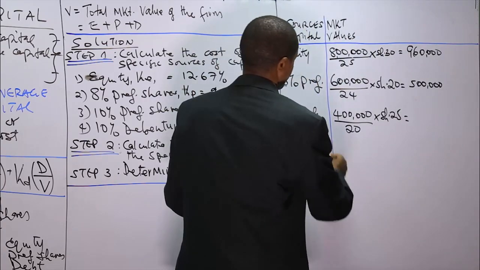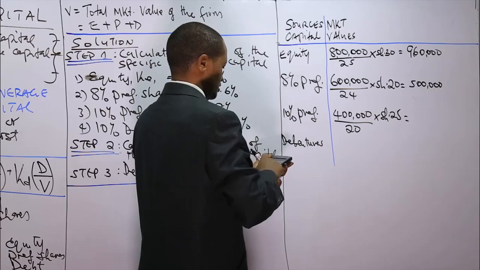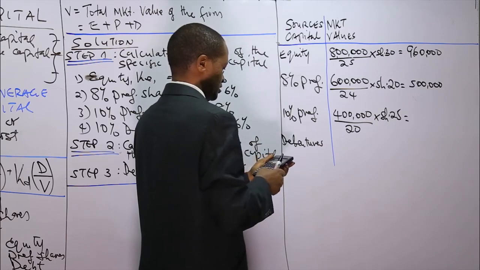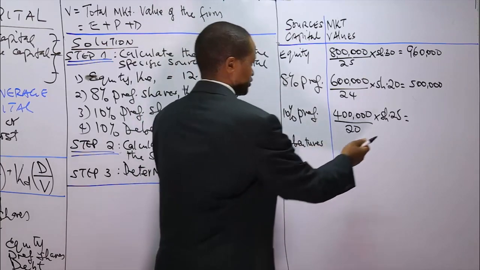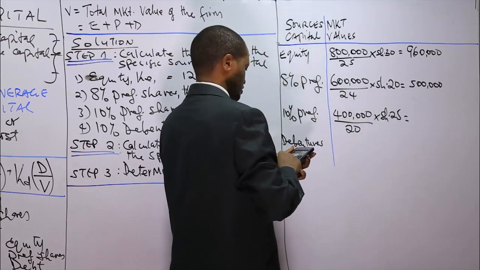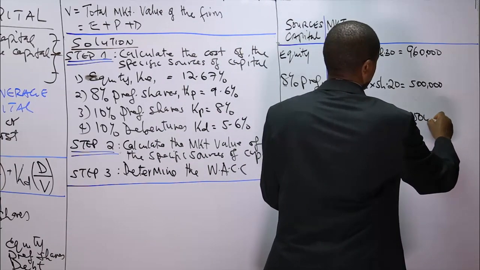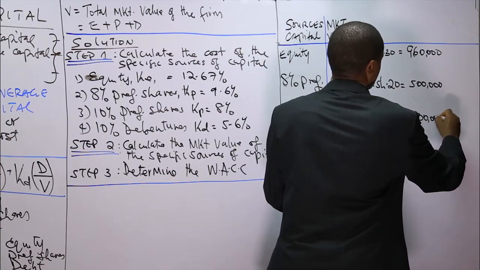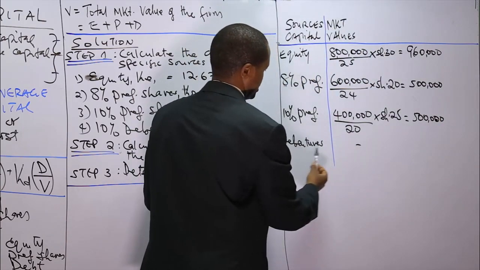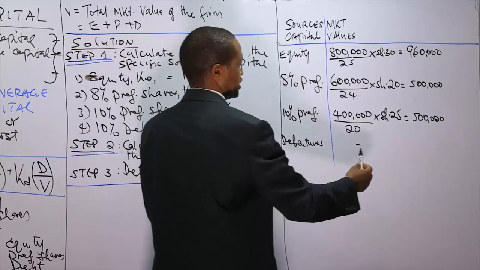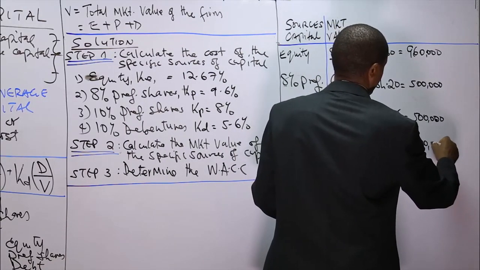10% preference shares, number of shares 400,000 divided by 20. This is 20,000 shares times 25 shillings per share, which is 500,000. Then, of course, we had the debentures. The value is given in the question, and it's 500,000.